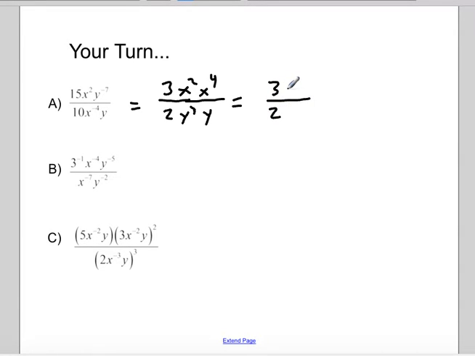And then at the top there, you can combine those because those are all x's. You can add those together, you get x to 6. Down here, you can add those together and you get y to the 8th.